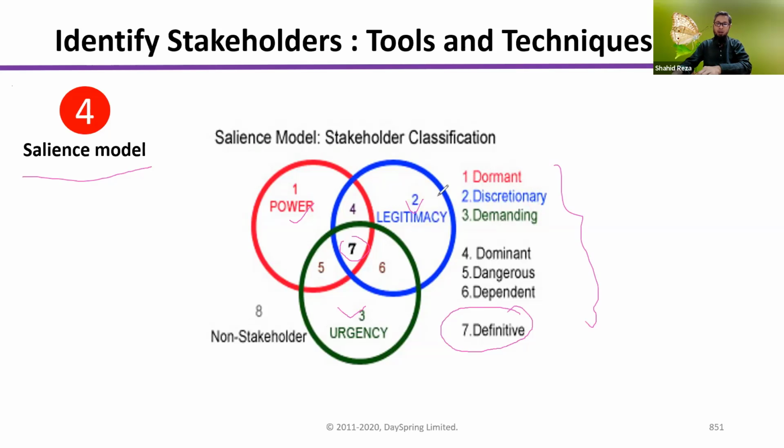Say, for example, area 1: he has power, but he does not have legitimacy or urgency, so he is dormant for you. At any time, he can raise his voice and create problems. So for those people in this area, you have to keep a special eye on them.